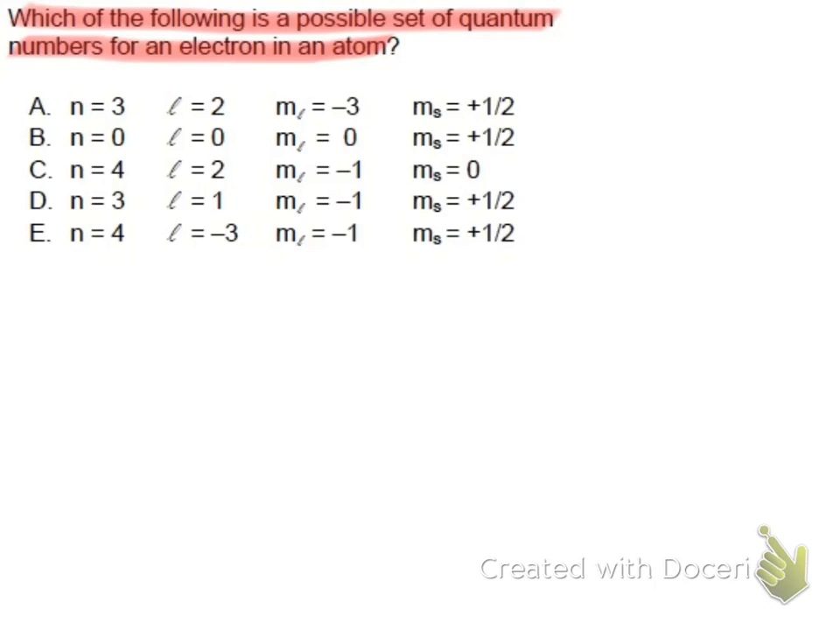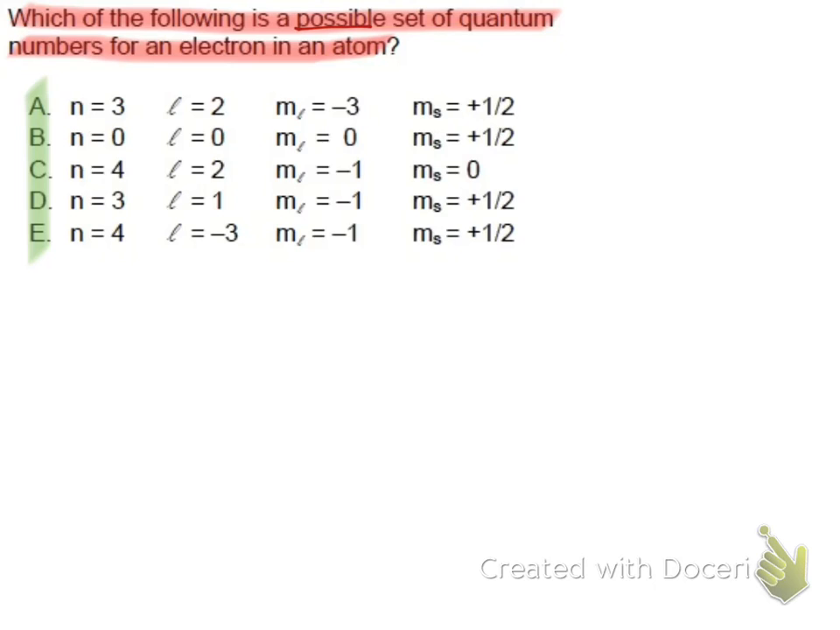And the key here is that we're being asked for what's a possible set, right? Which one of these is okay, given the rules that we know for assigning electrons to orbitals. So what we're being given, in this case, is just some answer choices, and we have to decide which one of these does or does not violate the rules that we have. So let's think about those.